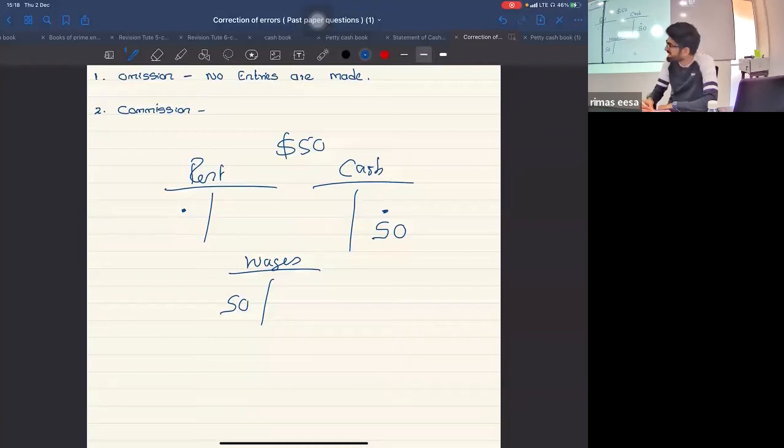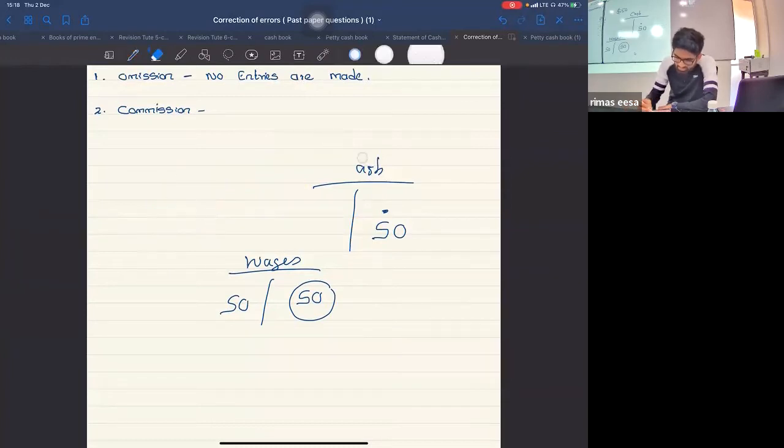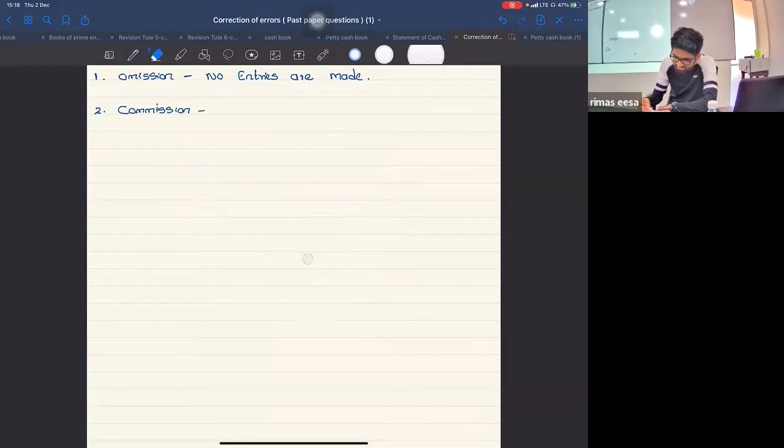Is that clear? So how do you correct an error like this? For example, by mistake you entered in the wages account. So you credit the wages account to cancel it off. And what will I do in the rent account? In the rent account, you will debit 50 to make the correct entry. That is how you correct the error. I will come to the correction, but initially you need to understand the definition of commission.